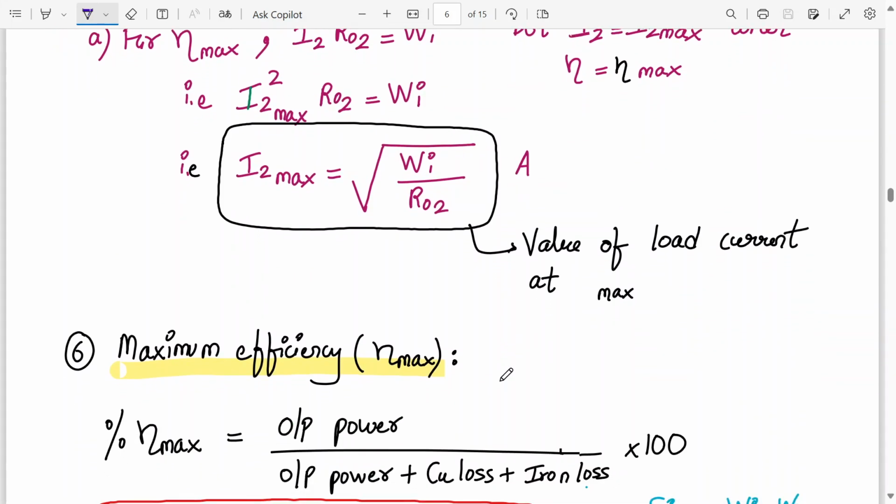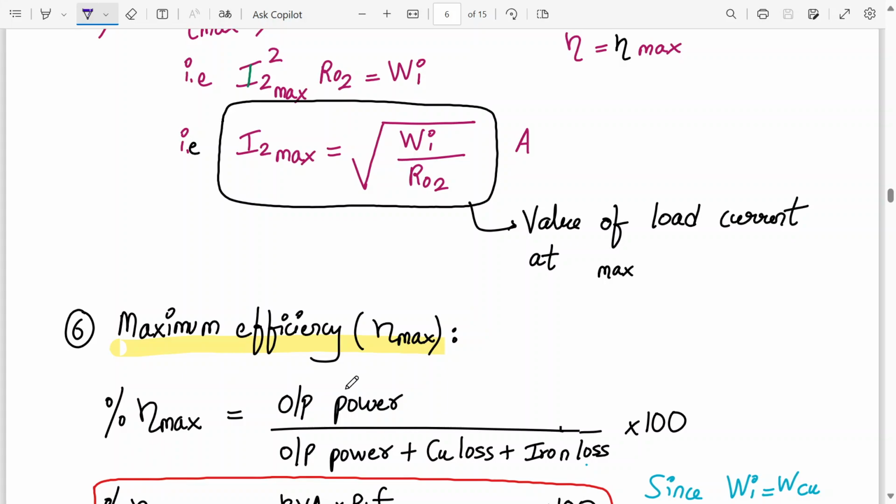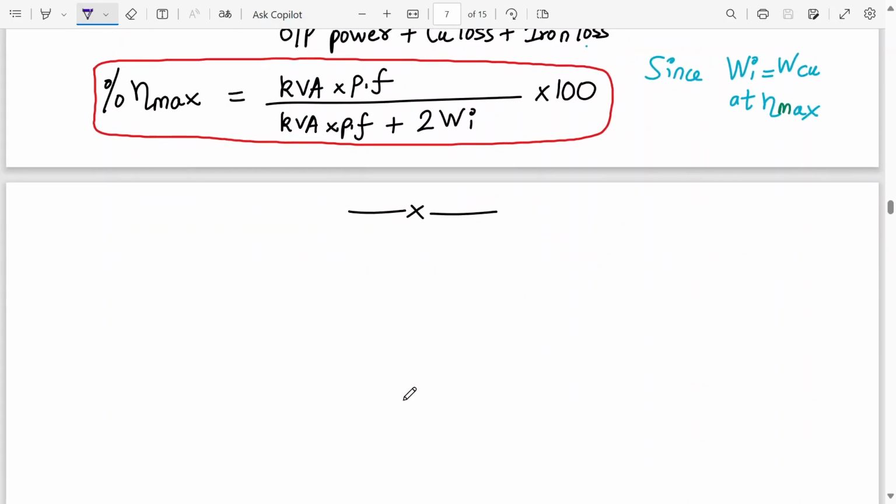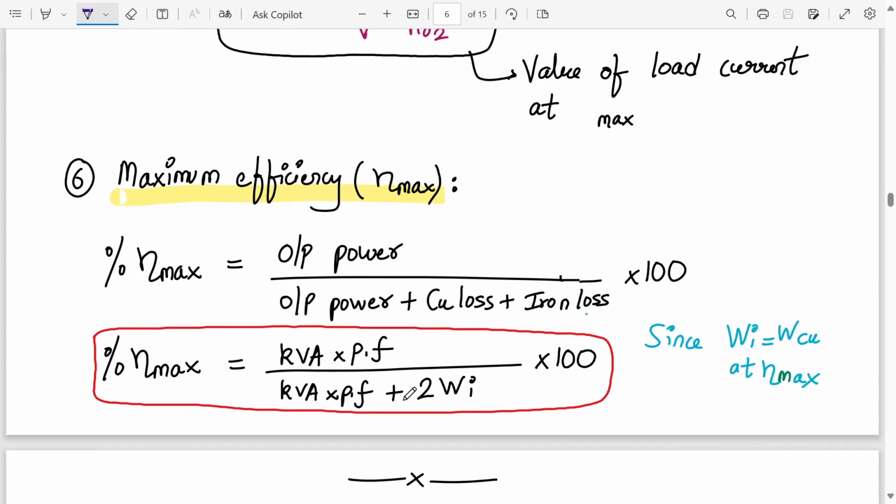So what will be the maximum efficiency? Maximum efficiency is given by output power upon output power plus copper loss plus iron loss, into 100. Output power is normally kVA into power factor. Now copper loss and iron loss should be the same at maximum efficiency, so we substitute twice Wi, into 100. So this is the formula for maximum efficiency of a transformer: kVA rating into power factor divided by kVA rating into power factor plus twice iron loss, where Wi is the iron loss.